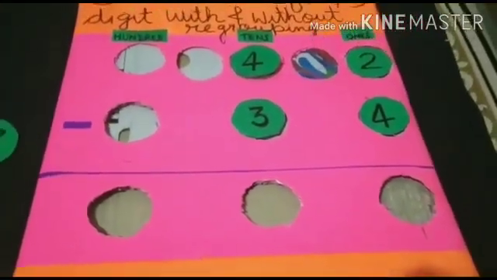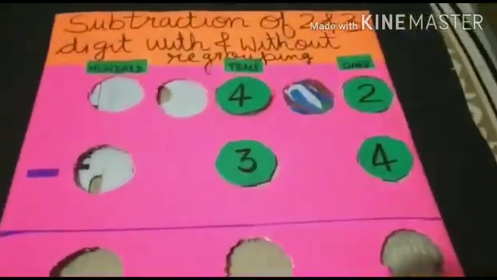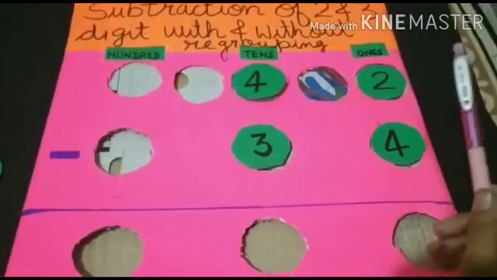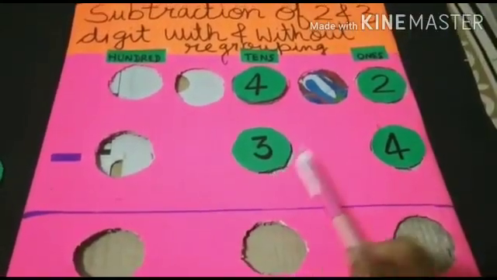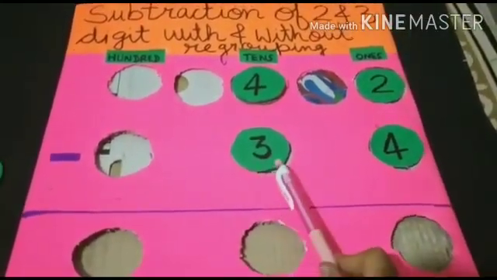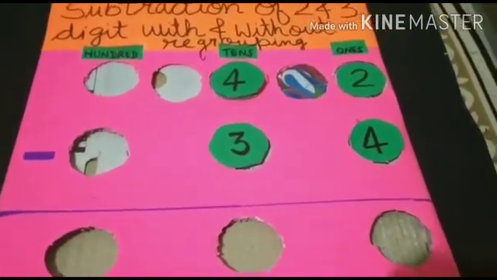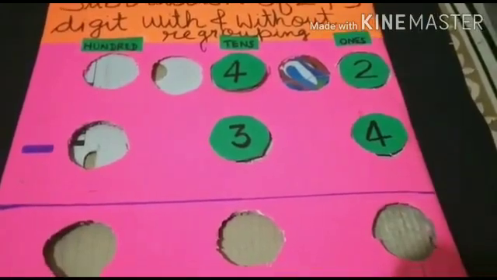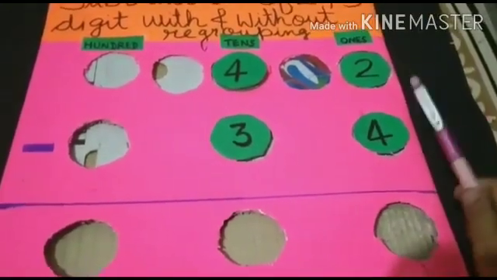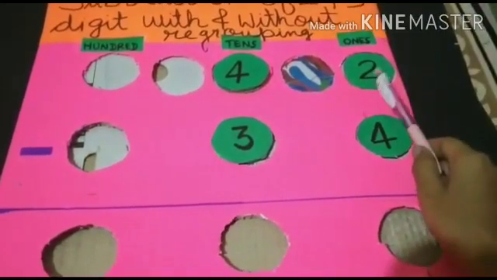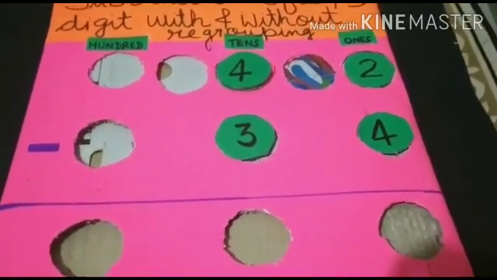This is a sum with regrouping. Here we have 4 tens, that is 40, and 2 ones, 2. And we have to subtract 34, which is 3 tens and 4 ones. So, is it possible to subtract 4 from 2? No. Why? Because 4 is greater than 2. So, think what we will do.